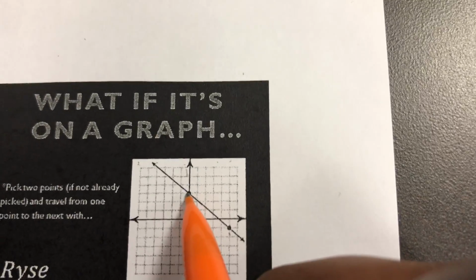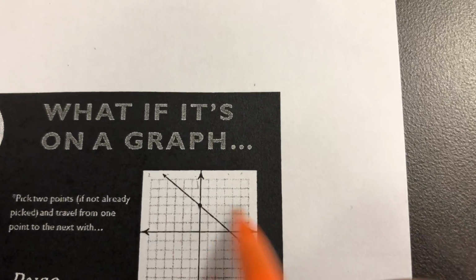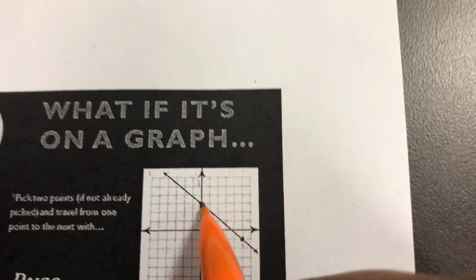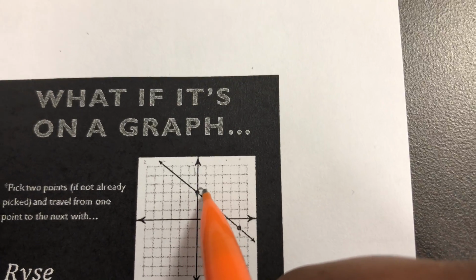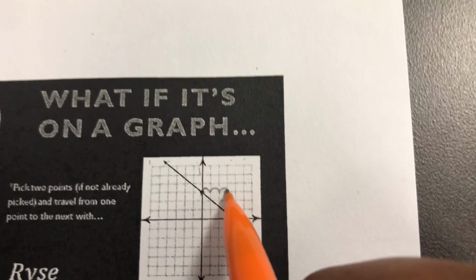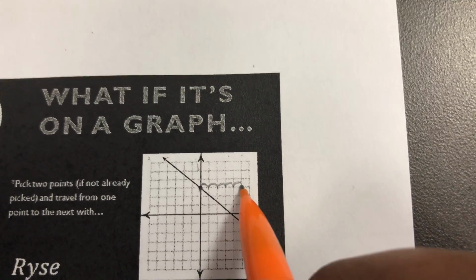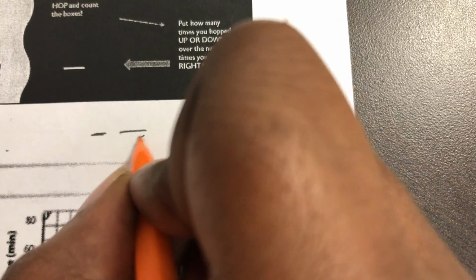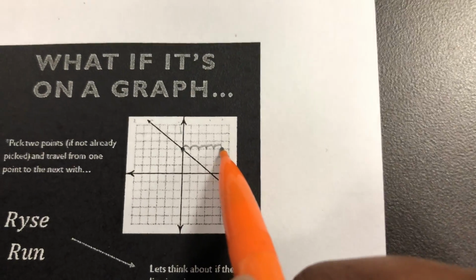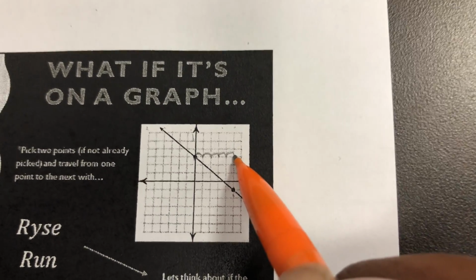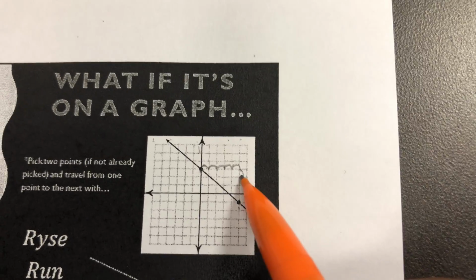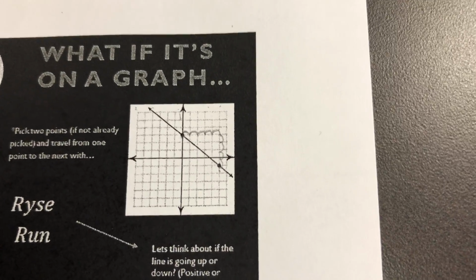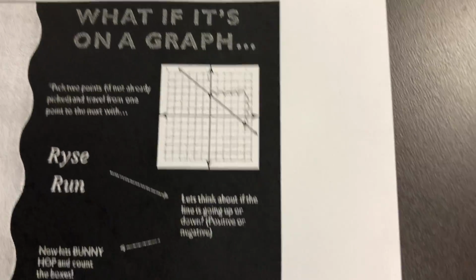So here we go. If we're going from here to here, let's do left and right first, all right? So to go from this point down to this point, let's see how many boxes we had to go. 1, 2, 3, 4, 5. So we had to go to the right by 5. And then from here, if we have to go up or down, we had to go 1, 2, 3, 4 boxes down. And we're finally at the point.